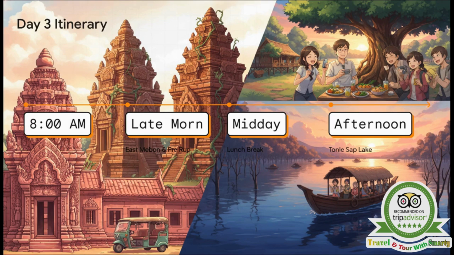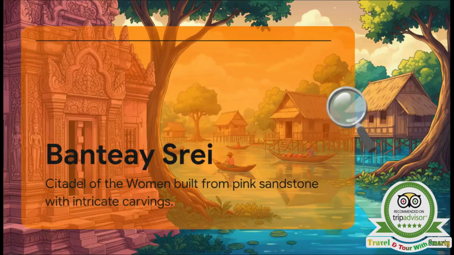You'll swap the car for a boat ride to explore Tonle Sap Lake, finishing your 3 days with an entirely different kind of adventure. Let's highlight what makes this day so visually spectacular. First is Banteay Srei, often called the Citadel of the Women. Unlike the gray stone you've seen so far, this temple is built entirely from pink sandstone. It's an unbelievable sensory experience, and it holds the most intricate and beautifully preserved carvings in all of Cambodia.